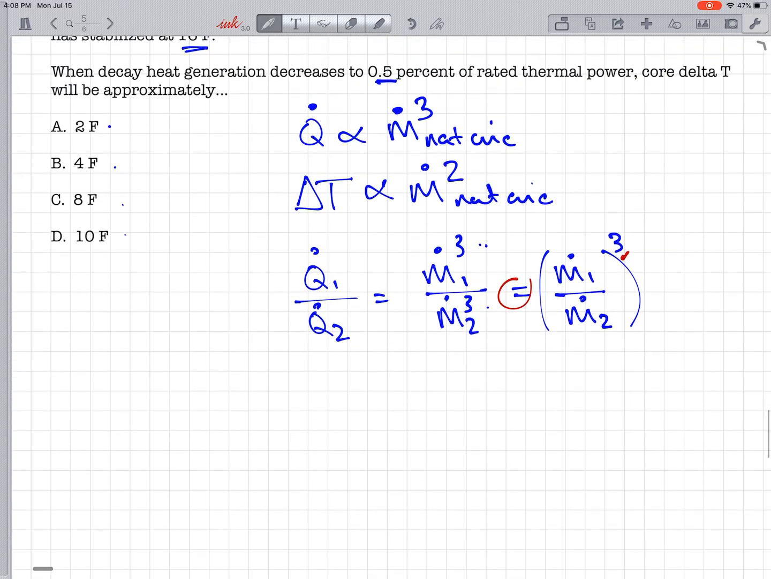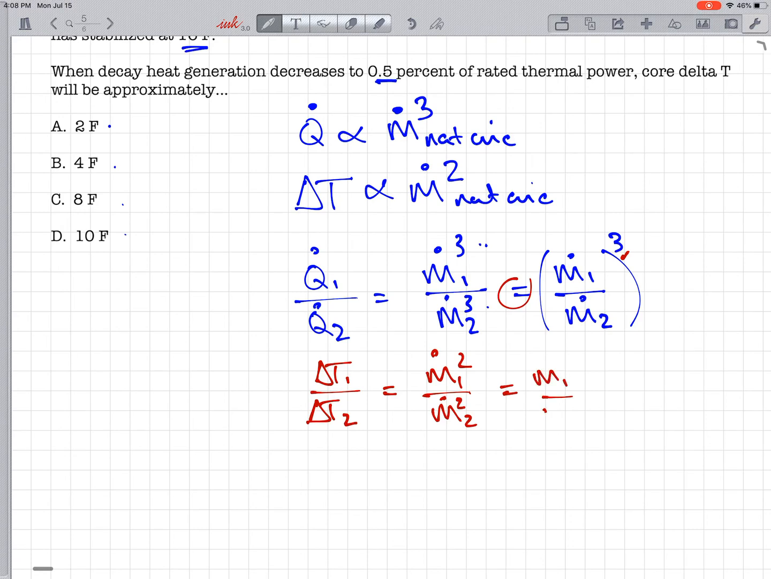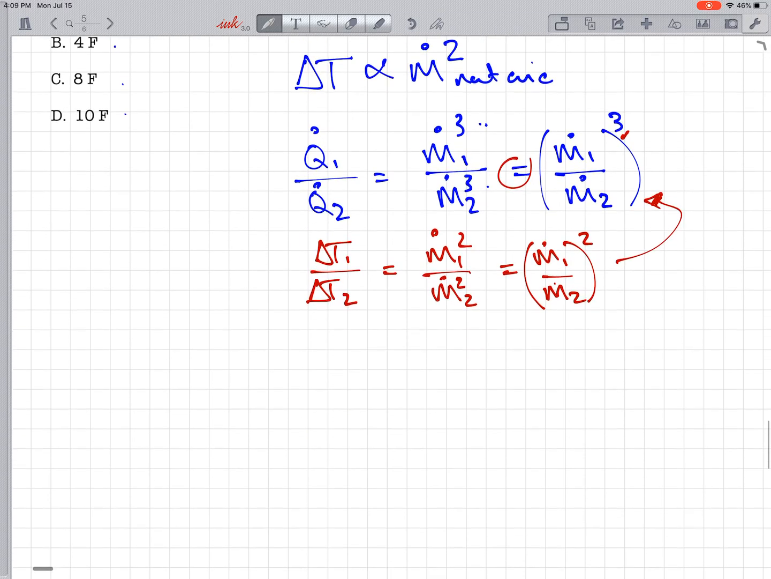Where am I going with that? Well, delta T1 divided by delta T2, delta T in state 2, is going to be equal to mass flow rate in 1 squared divided by mass flow rate in 2 squared. It's also going to be equal to mass flow rate 1 over mass flow rate 2, all squared. Got it? So now we have to find this ratio of mass flow rate 1 divided by mass flow rate 2. So what do we have? We have to go up to the blue equation and figure that out.